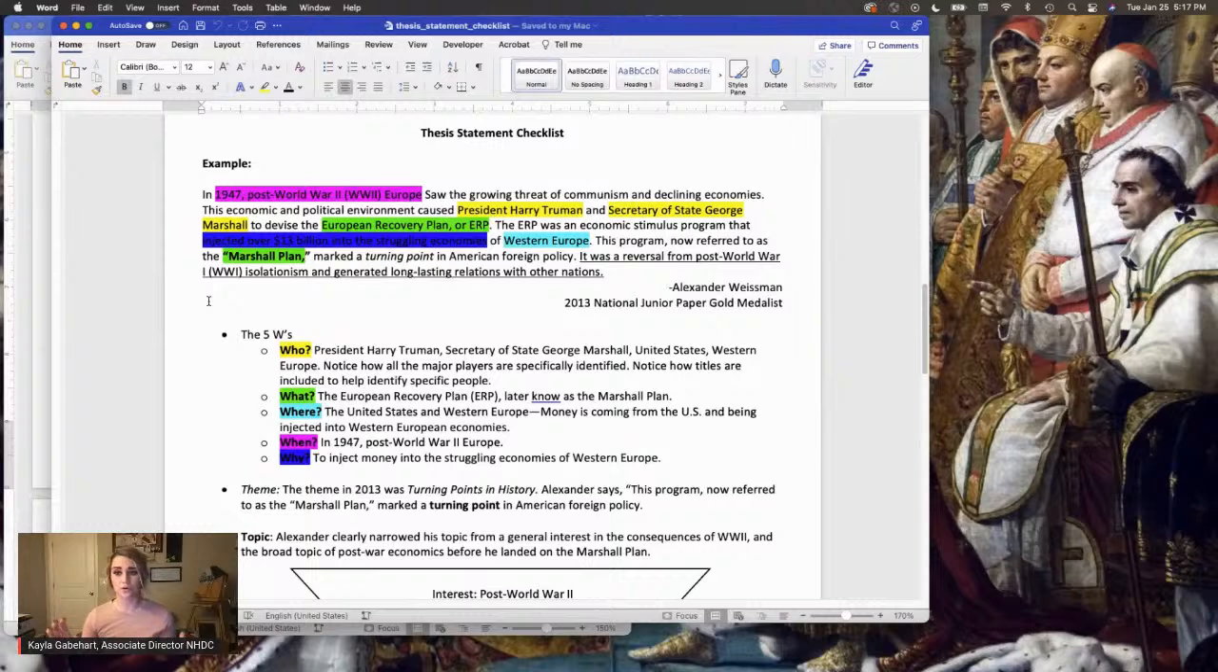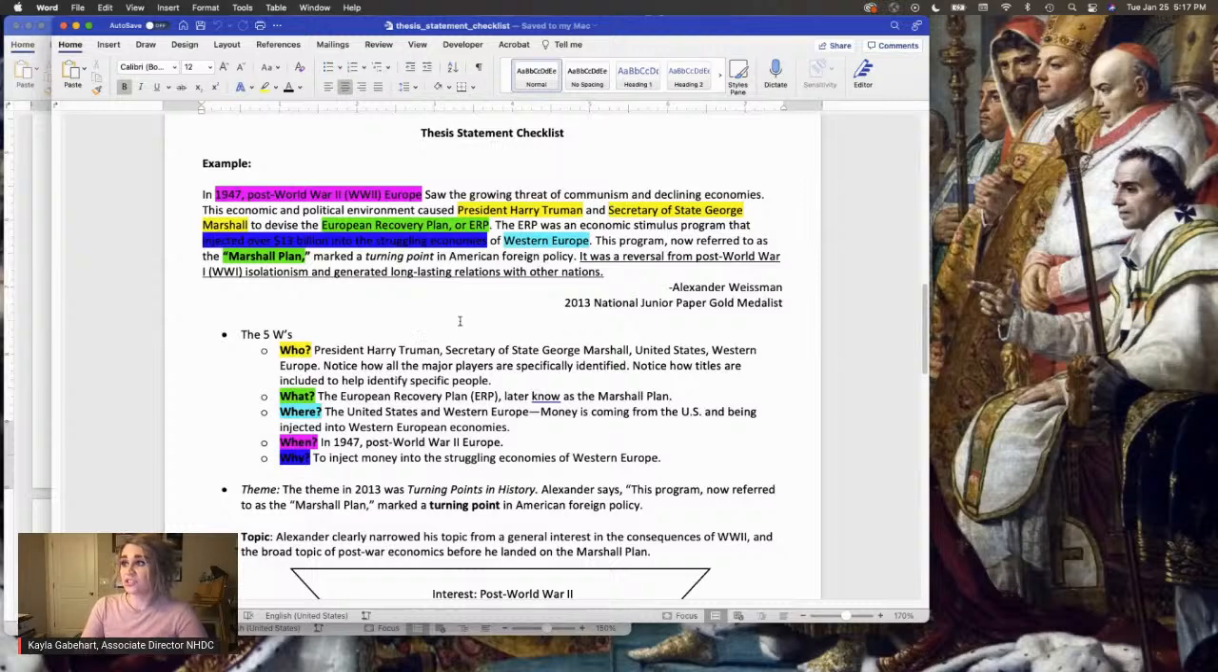But all we have to do in our own thesis statements is make sure we have all the pieces we need. And then we can formulate our own really fancy sounding thesis statement. So let's break down the 5 W's first, and let's see how specific Alexander was, right? So our who, you can see the who is highlighted in yellow. And in this particular topic, this particular thesis happens to have 2 who's. So President Harry Truman and Secretary of State George Marshall.